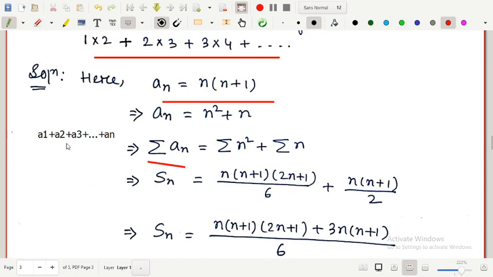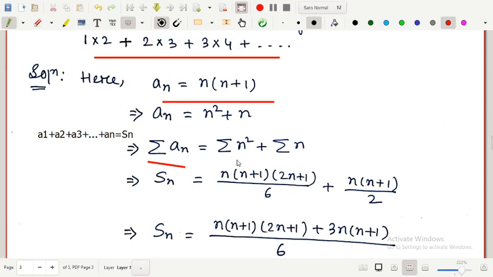We are denoting it by Sn. We are denoting this sum by Sn. This a1 plus a2 plus this. Fine. This is nothing but equal to Sn. So summation of n, we are denoting it by Sn. So Sn is equal to summation of n square.